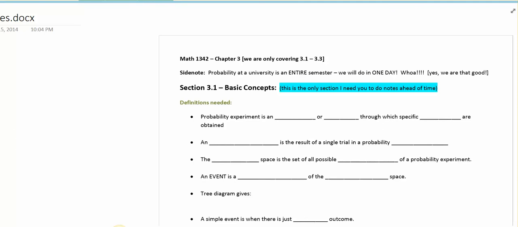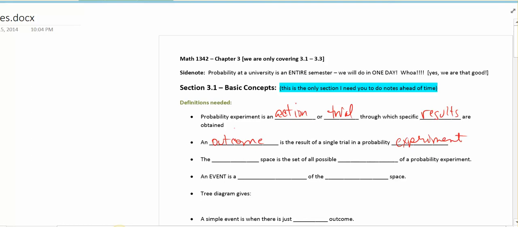A probability experiment is an action or a trial through which specific results are obtained. An outcome is the result of a single trial in a probability experiment. The sample space is the set of all possible outcomes of a probability experiment, and an event is a subset of that sample space.